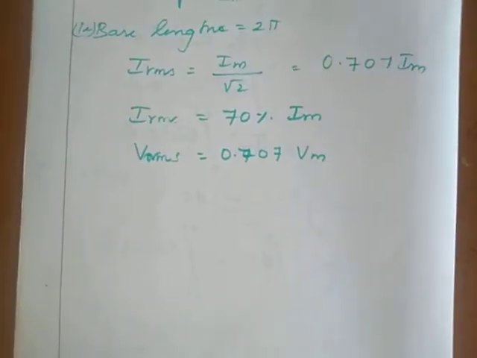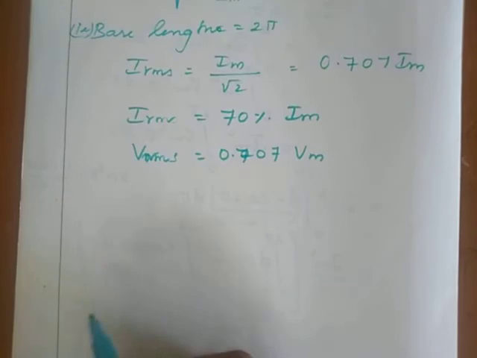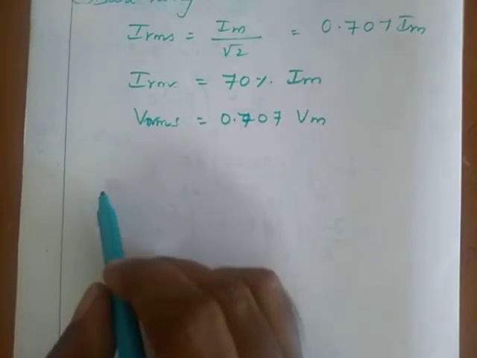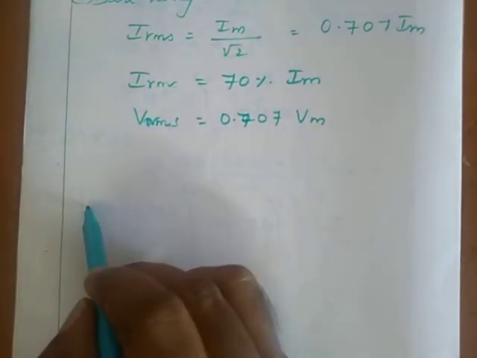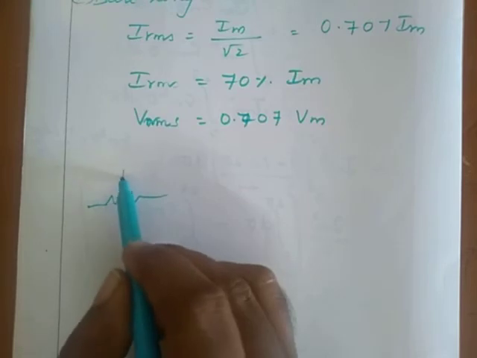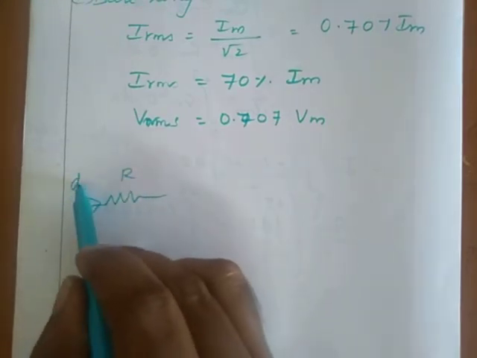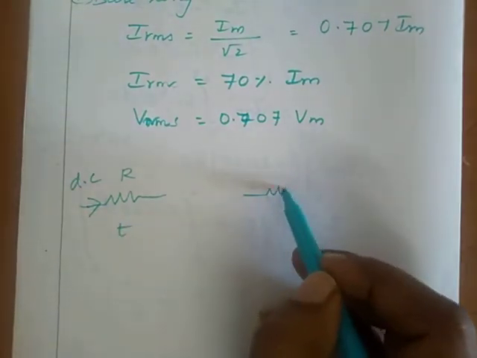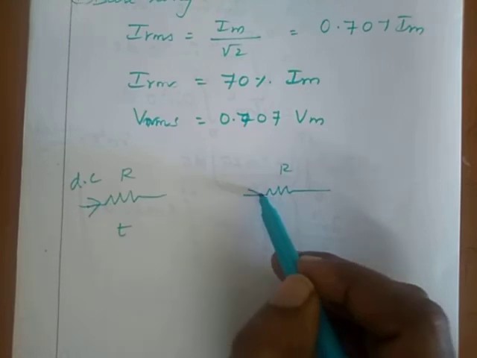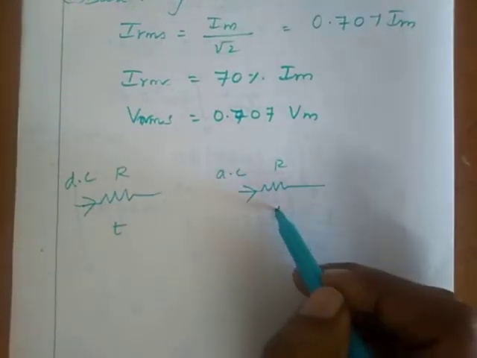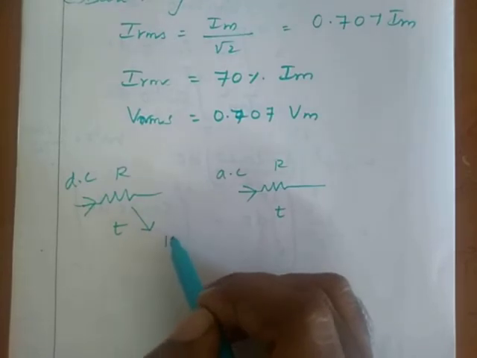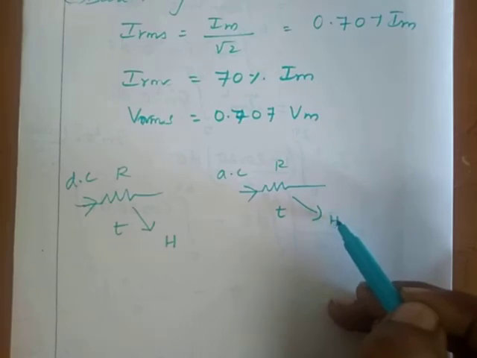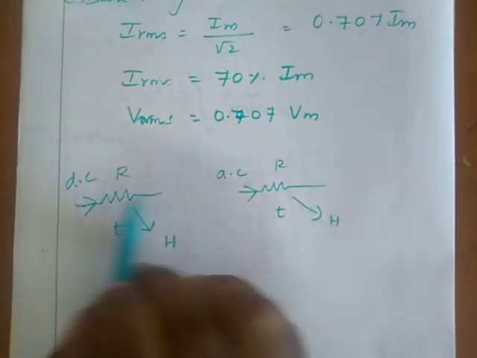This RMS value can also be defined like this, for a simple demonstration. Suppose I consider a wire having resistance R. Here I am applying a DC source, direct current, for the time t. In the same resistor having the resistance R, I am applying the alternating current for the same time. It produces a heat H. At the same time, the other current also produces the same amount of heat. Then that current is known as the RMS value of AC.